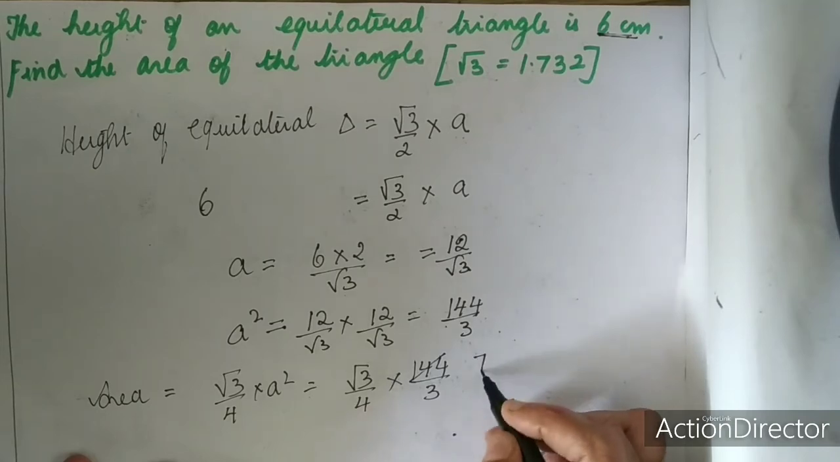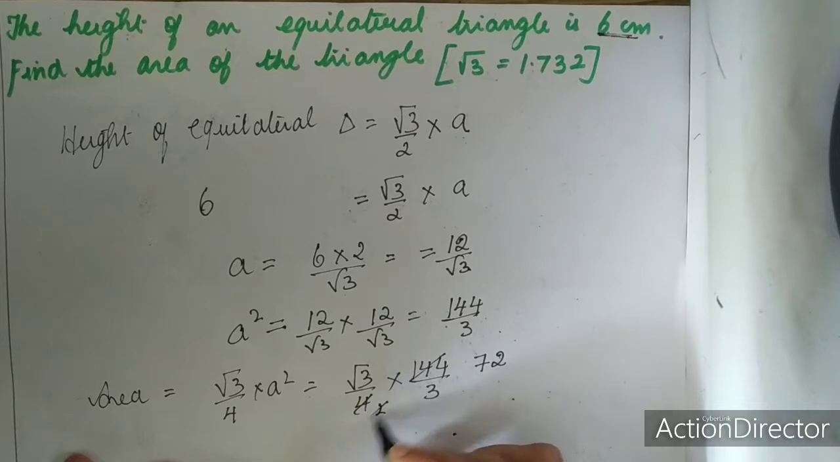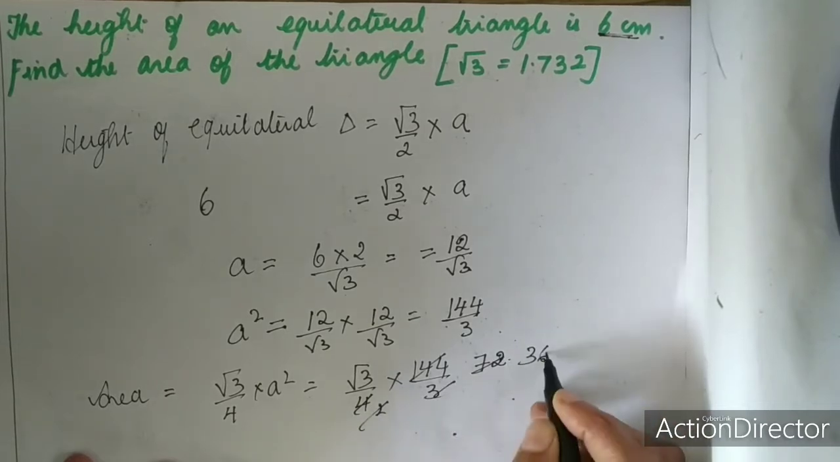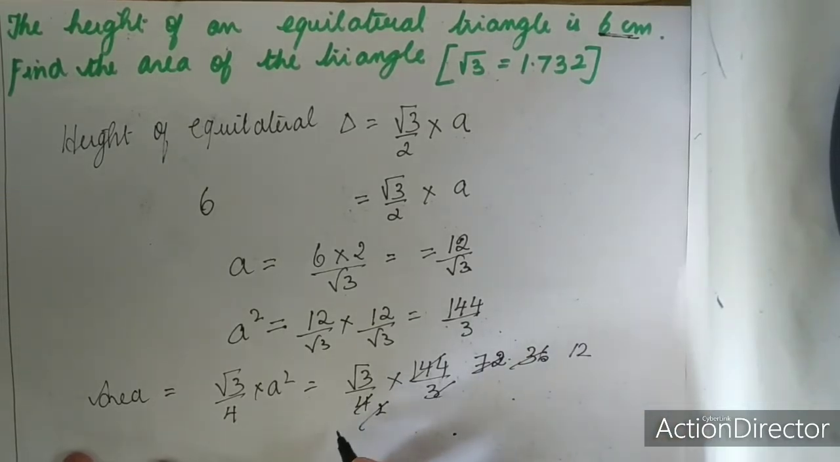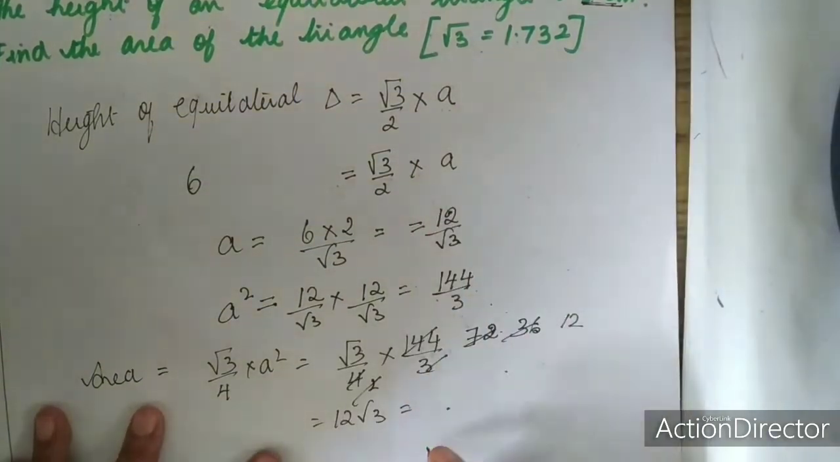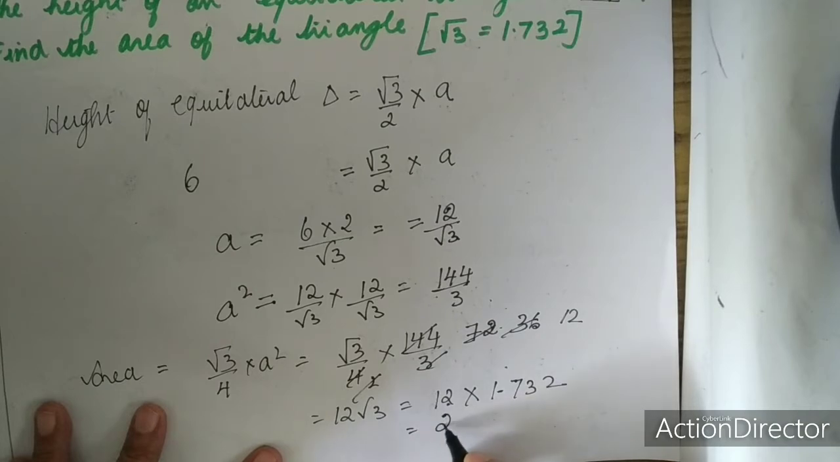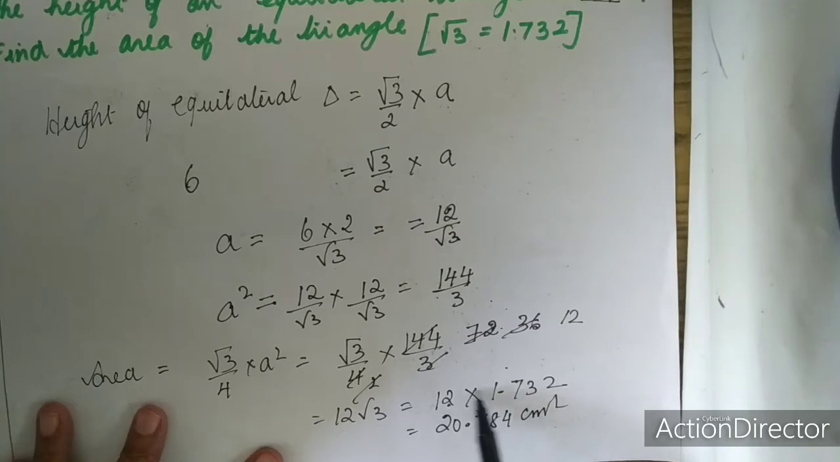This is nothing but 7 2s are 14, 2 2s are 4, and here 2, 36, and here it is 12 root 3. So the value of root 3 is given as 1.732. So it is 12 multiplied by 1.732, which is equal to 20.784 centimeter square. If the value of root 3 is not given, you can leave the answer as it is, that is 12 root 3. When the value of root 3 is given, you have to replace it by the value of root 3.